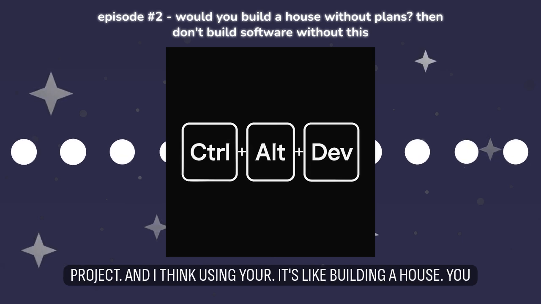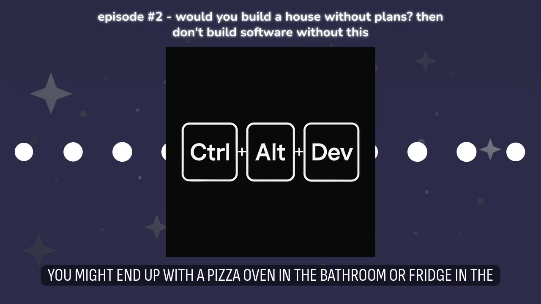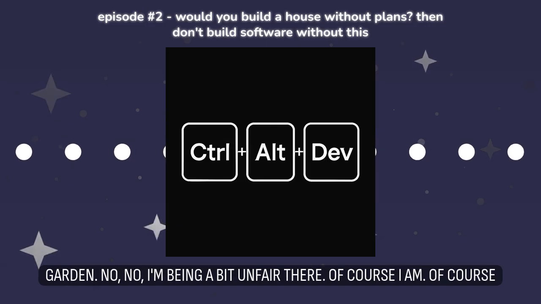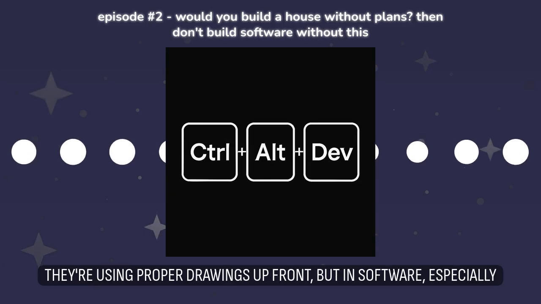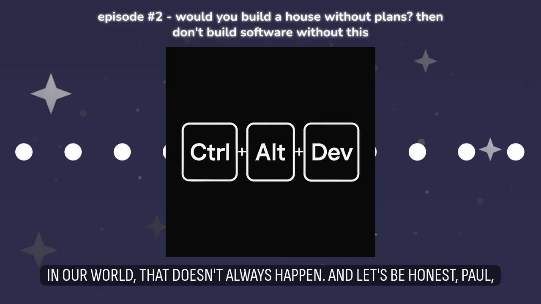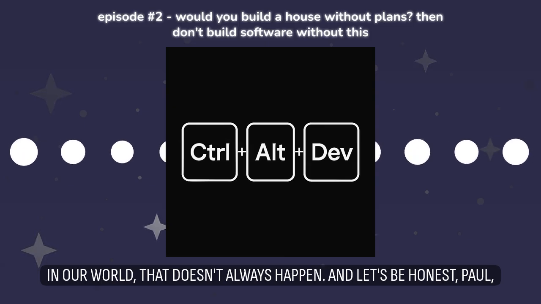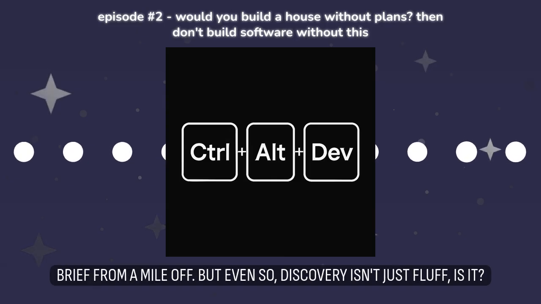And I think it's like building a house. You wouldn't just say to a builder, I want a kitchen, surprise me, because you might end up with a pizza oven in the bathroom or a fridge in the garden. No, I'm being a bit unfair there. Of course they're using proper drawings up front, but in software, especially in our world, that doesn't always happen. And let's be honest, Paul, after 30 years of building software, you and I can sniff out a vague brief from a mile off.